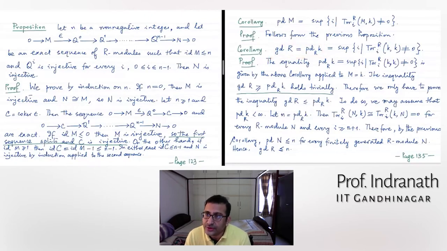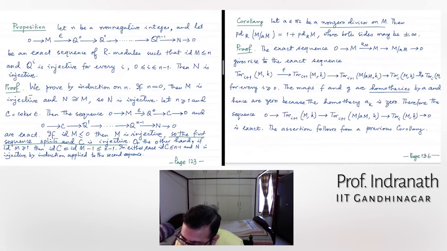Okay, so you are working with a Noetherian local ring. And then this is the statement that we have already proved, that the global dimension of R is the same as the projective dimension of the field R mod M. And similarly, this is a result which we have proved, that if you go modulo a non-zero divisor, if a is in M and it's a non-zero divisor on M, then the projective dimension is given by this formula, okay, and with the possibility that both the sides may be plus infinity.